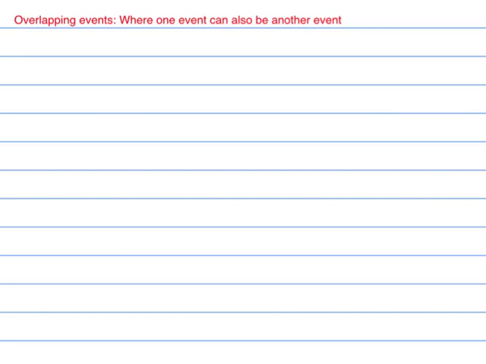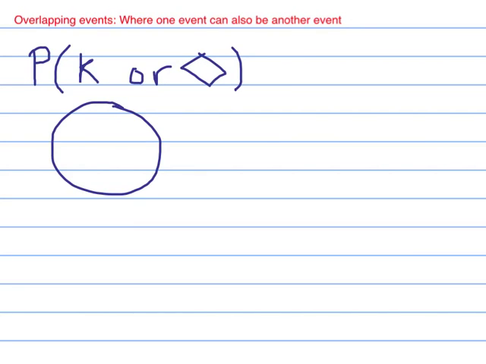Let's look at an example of overlapping events. So overlapping events are where one event can also be another event. So let's look at the probability of drawing a king or a diamond. So if I were to draw this out in a Venn diagram, how many kings are in the deck? There are 4. How many diamonds are in the deck? There are 13. Now, there are 4 kings, 13 diamonds. How many king of diamonds are there? There is 1 king of diamonds.